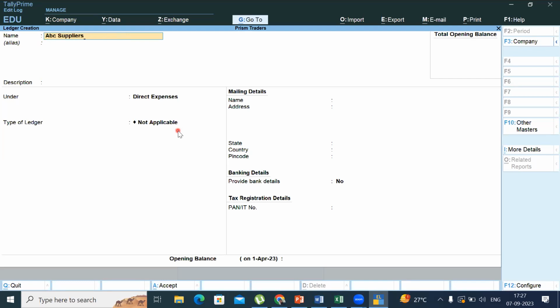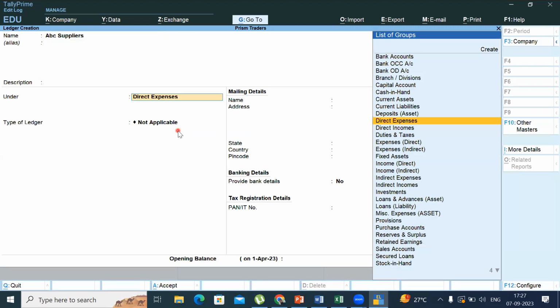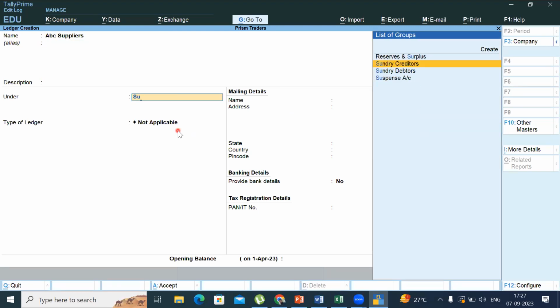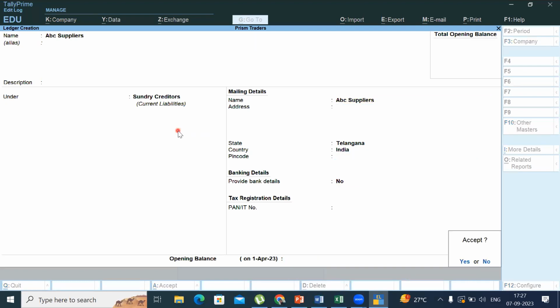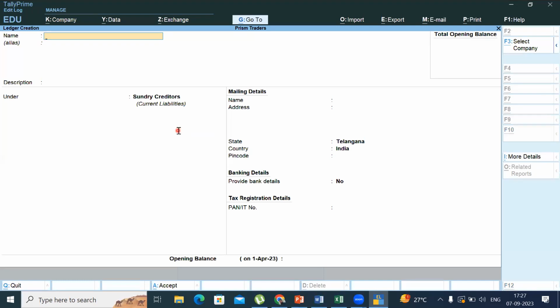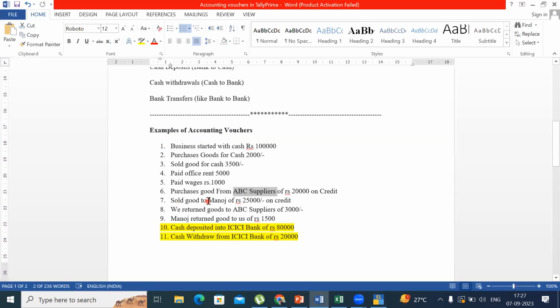See here, you can create the ABC suppliers under sundry creditors. Under sundry creditors, press enter to save the ledger screen.